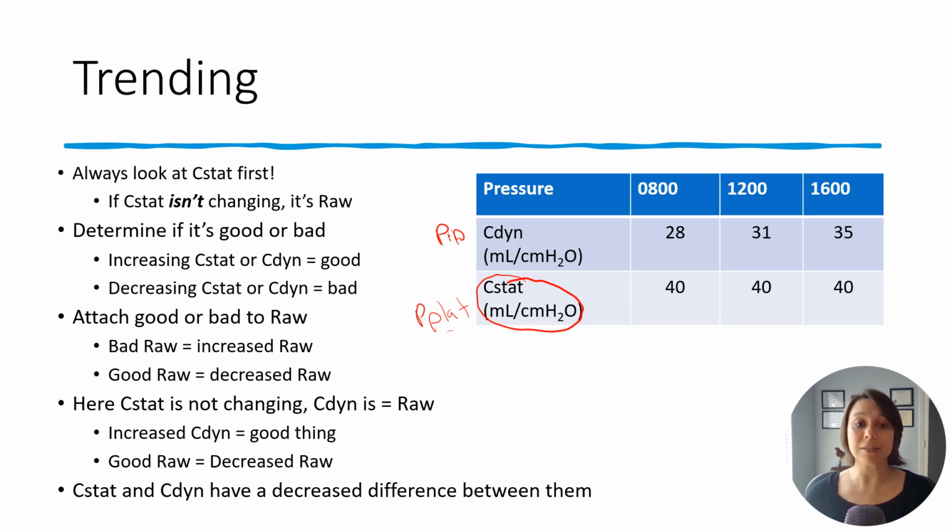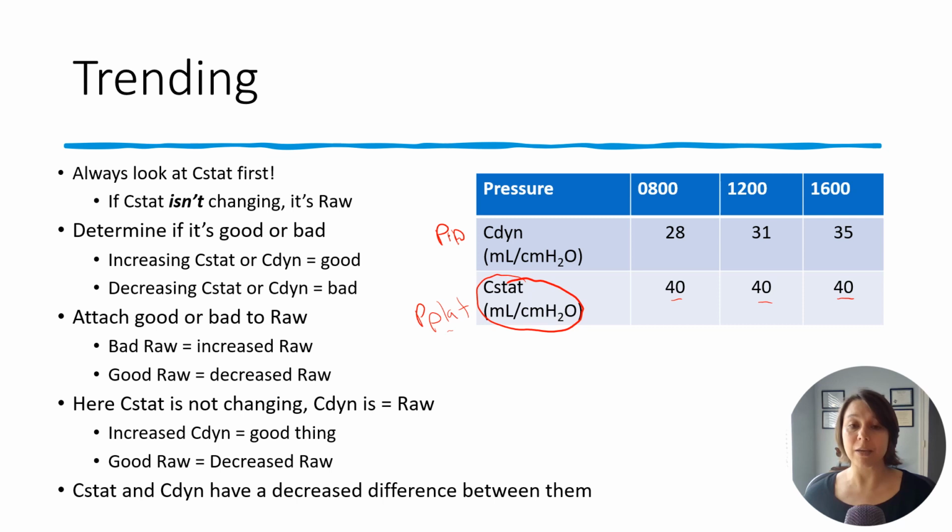Remember that an increasing compliance is a good thing, a decreasing compliance is a bad thing. And then we're going to attach that good or bad to airway resistance in this case because we know compliance is not the issue. So a bad airway resistance is increased, a good resistance is decreased. So let's take this step by step. We're looking at static compliance first. Static compliance is remaining at 40.